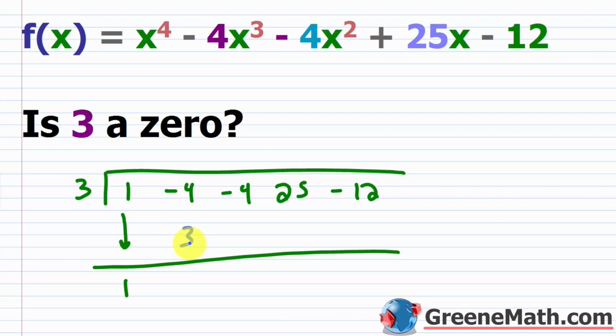-4 plus 3 is going to be -1. Then 3 times -1 is -3. -4 plus -3 is -7. 3 times -7 is -21. 25 plus -21 is 4. 3 times 4 is 12. -12 plus 12 is 0. So there's no remainder here. So yes, we can say that 3 is a 0 or a solution or a root for this function.